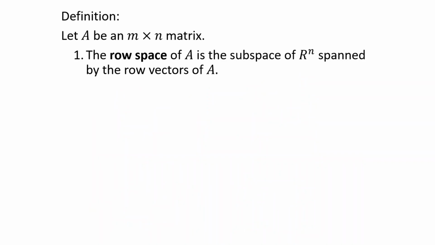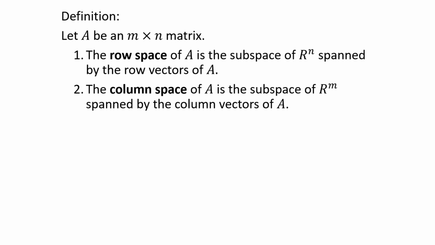So let A be an m by n matrix. The row space of A is the subspace of R^n, n is the number of columns of the matrix A, spanned by the row vectors of A. Again, the row space of A is the subspace of R^n spanned by the row vectors of A. And similarly, the column space of A is the subspace of R^m, m is the number of rows of A, spanned by the column vectors of A.